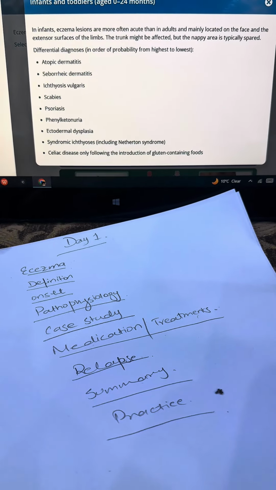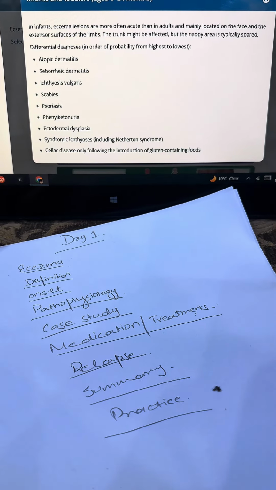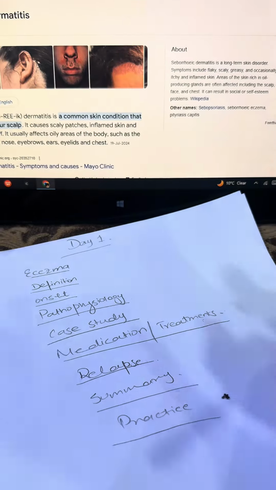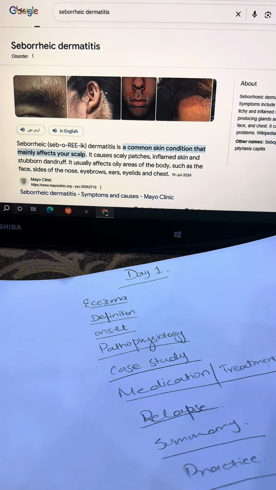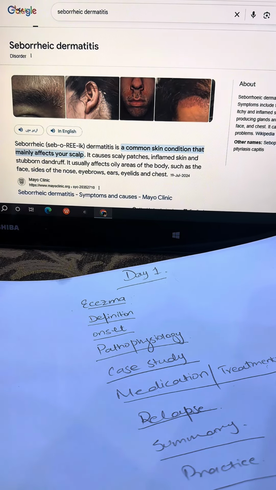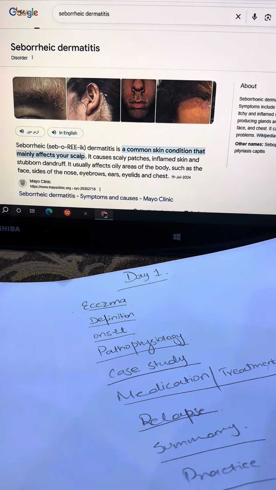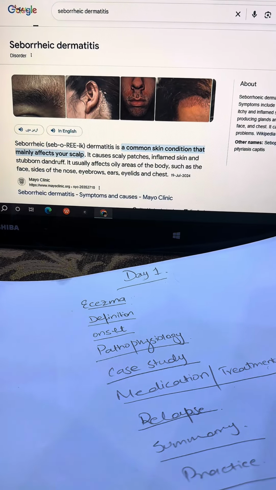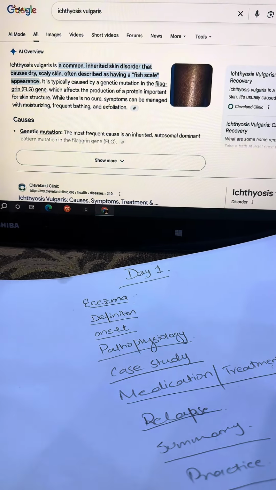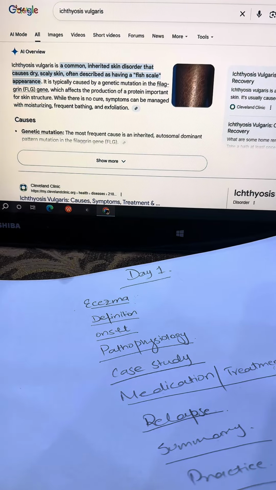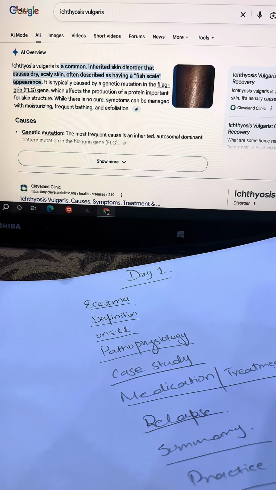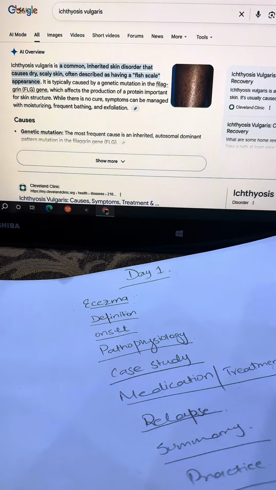The first one is atopic dermatitis, which we can call eczema. And the second is seborrheic dermatitis. Seborrheic dermatitis is a common skin condition that mainly affects your scalp. In this picture, we can clearly see the inflammation on the scalp. And the next one is ichthyosis vulgaris, a common inherited skin disorder that causes dry, scaly skin, often described as having fish scale appearance.